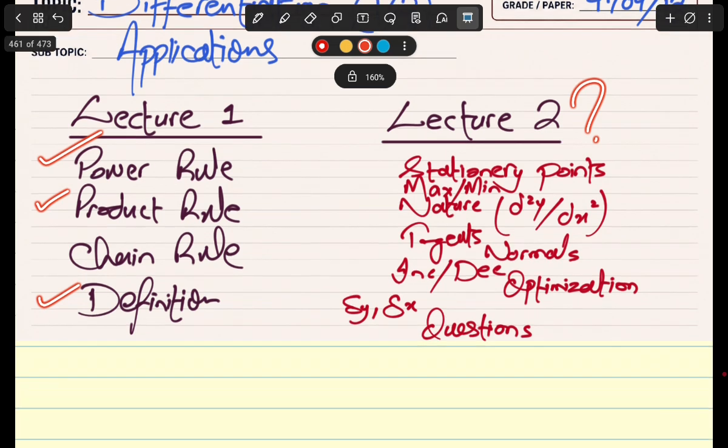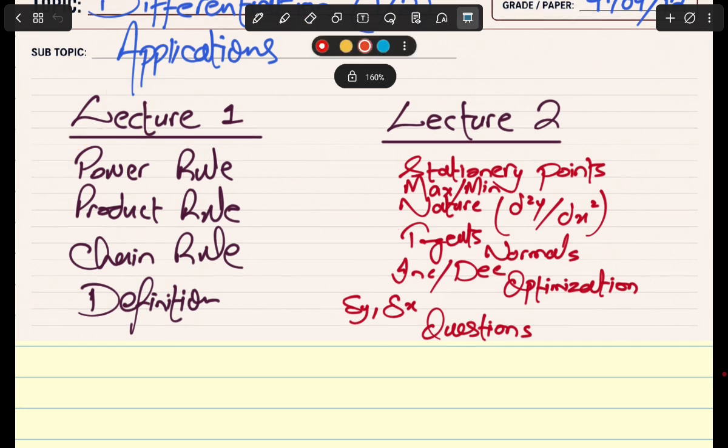Today's lecture is probably one of the highest scoring lectures of the entire P1 syllabus, because once you master applications of differentiation, you'll notice that optimization, tangents, normals, stationary points, even many mixed questions are actually the same idea wearing different clothes. So today we are going to connect everything together.